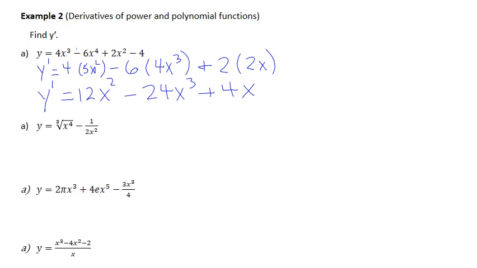The next function has a little bit of a challenge in that it is not written as a power function. So I'm going to rewrite. I see two pieces there. They're separated by the subtraction sign, so two functions subtracted. I'm going to treat them as two little separate functions. So I'm going to rewrite it first, and then I'll find the derivative.